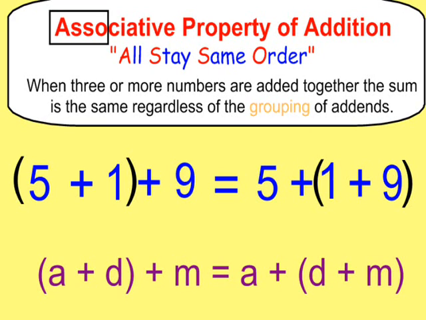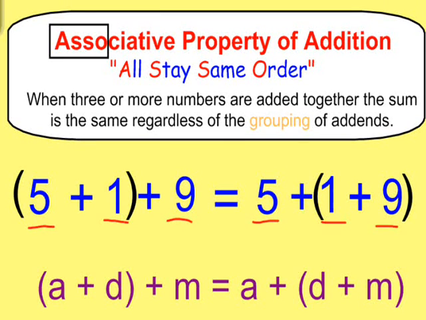For example, in this first example, we have three different add-ons, 5, 1, and 9, and you'll notice the add-ons are in the exact same order. Up here, I've put a box around associative, and the first four letters all stay same order. All the numbers are in the same order. The only difference between the left and the right side of the equation is how we've grouped the add-ins together.